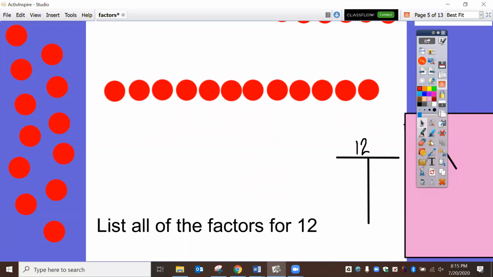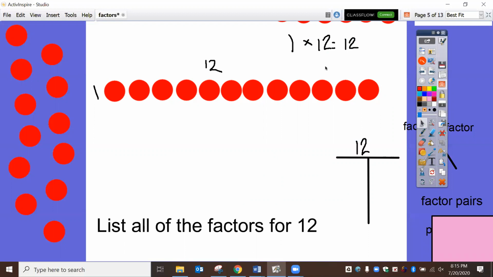Maybe it would look like this. This represents one group of 12. If I wrote that as a multiplication equation, it would look like this. 1 times 12 equals 12. I want to make sure that you understand the vocabulary from the previous page when we're looking at an example. So here I have 1, that is a factor. I'm multiplying it by 12, which is another factor, and I'm getting a product of 12.